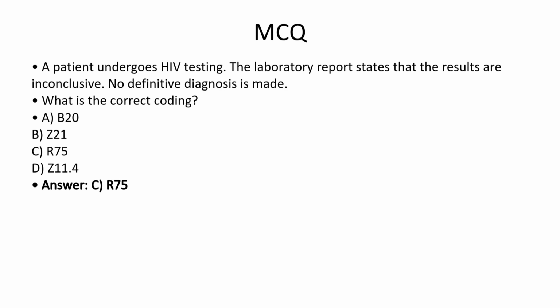In this case, the test result is inconclusive, which means HIV is neither confirmed nor ruled out. So we assign R75 for inconclusive HIV findings. B20 and Z21 are incorrect because HIV is not confirmed. Z11.4 is incorrect because this is not a screening visit. So the correct answer is C, R75.